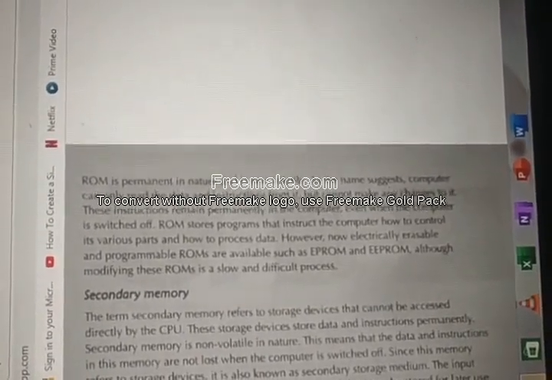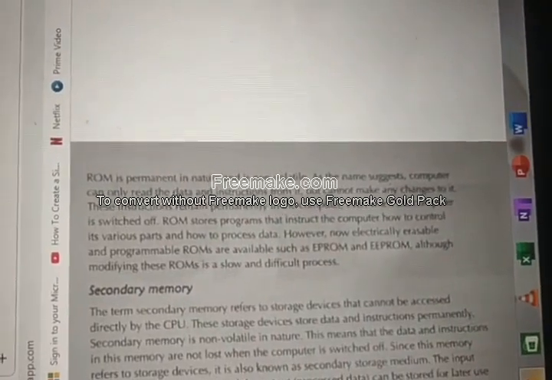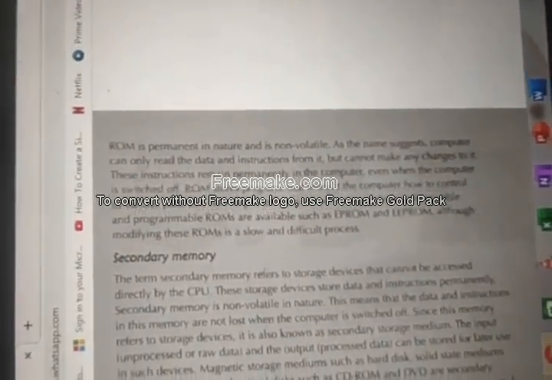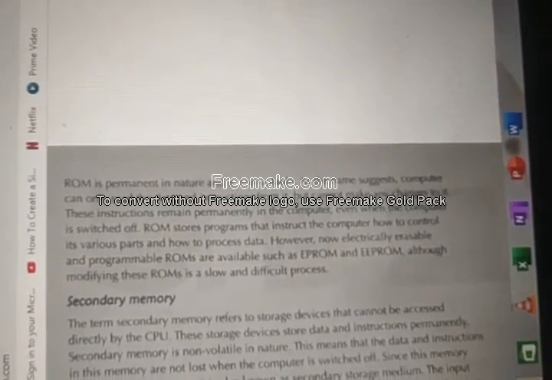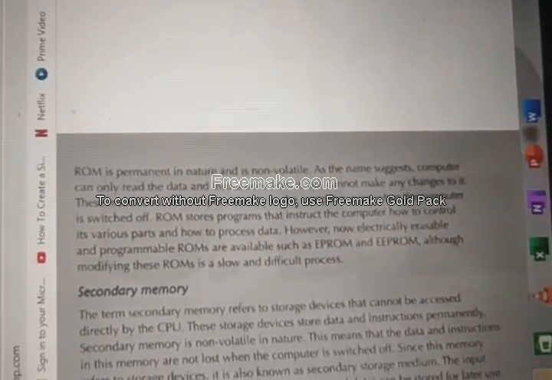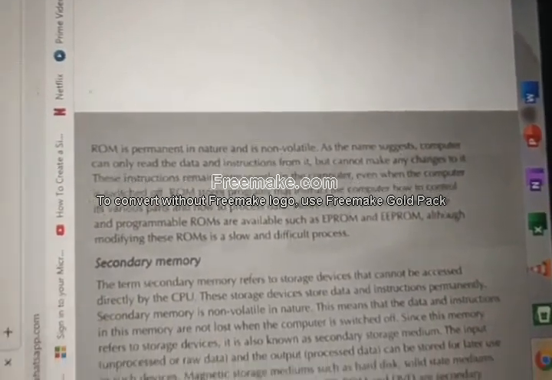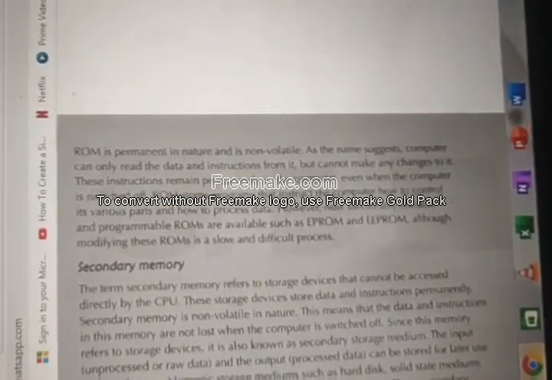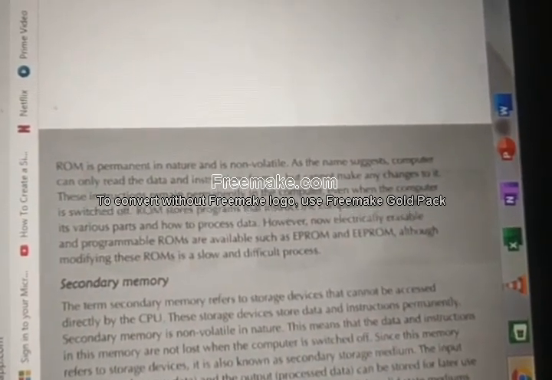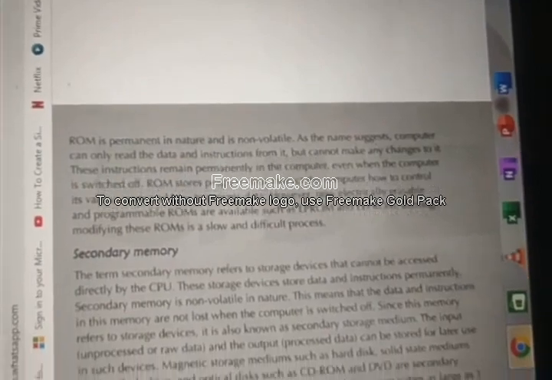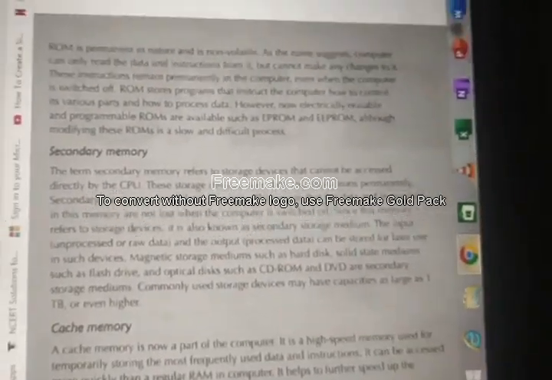We can call them codings also. For the booting process, for the switching-on process, instructions are needed. Where are those instructions stored? Those instructions are actually stored in ROM, read-only memory. That is the working of read-only memory. That data cannot be erased. The computer will read those instructions and do the booting process. That's all.